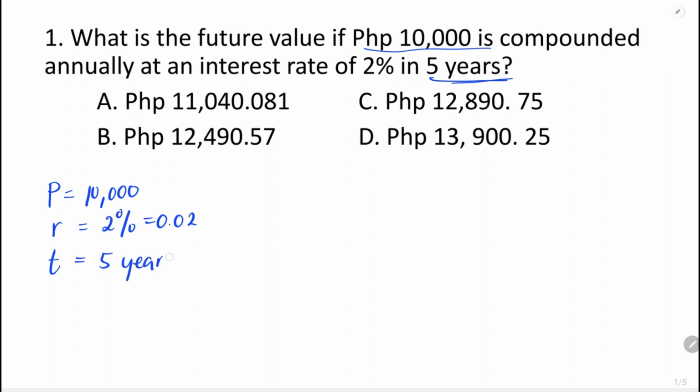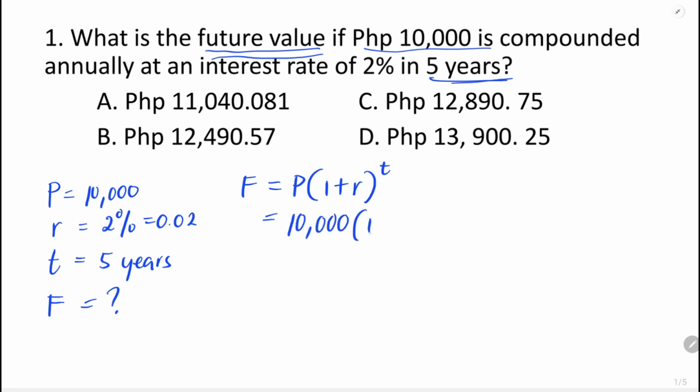Ang hinahanap natin dito is F. Ano yung F? Yun yung future value or yung maturity value. The formula in finding the future value is F equals P times the quantity 1 plus R raised to T. Ang P natin is 10,000 times 1 plus interest rate of 2% or 0.02 raised to T, 5 years.